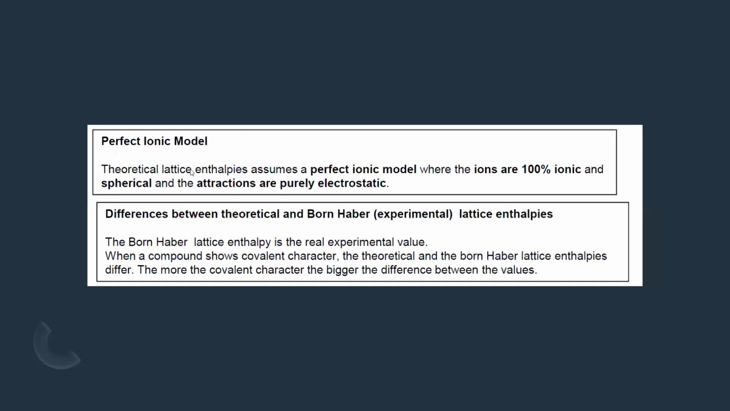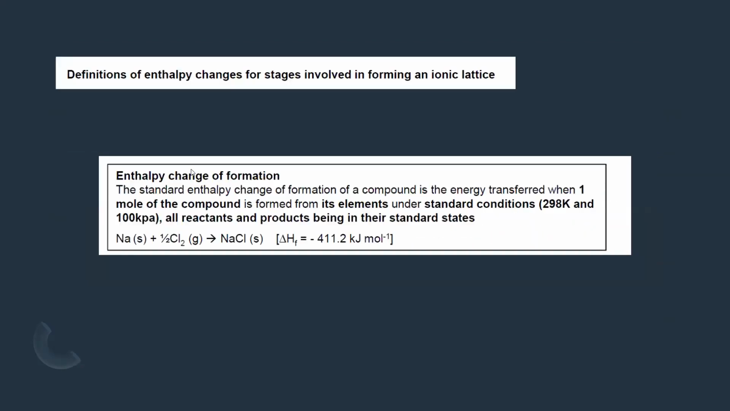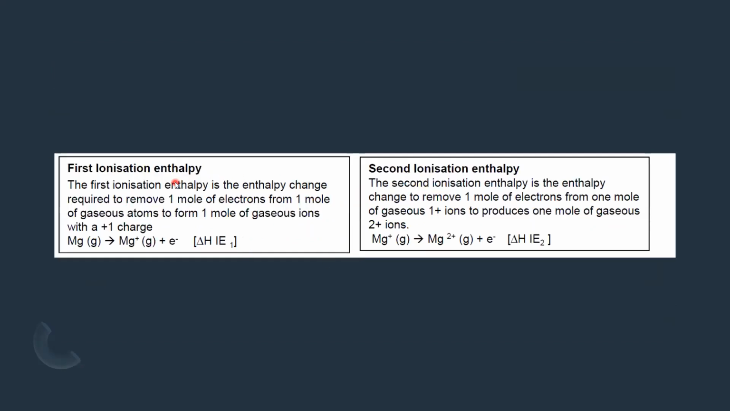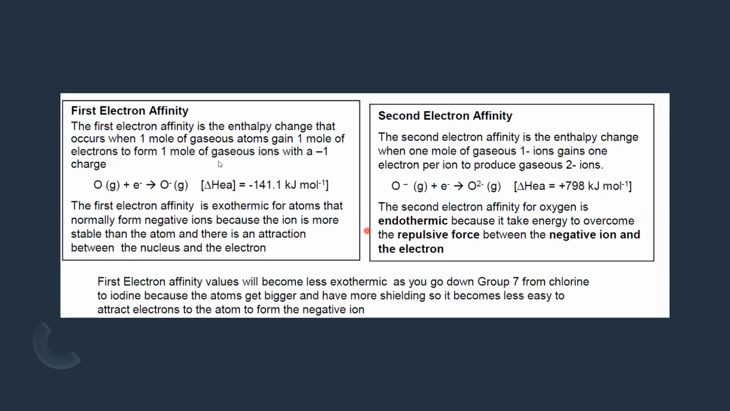Now there are certain definitions which you have to learn before working out a Born-Haber cycle. First one is enthalpy of formation. What is the meaning of enthalpy of formation? When elements form a compound, we call that enthalpy of formation. Atomization means when we produce atoms in the gaseous state. You have to learn, memorize these definitions. First ionization enthalpy means when an electron is removed. When a second electron is removed, that's called second ionization. When an electron is added, that's called first electron affinity. When a second electron is added, that's called second electron affinity.